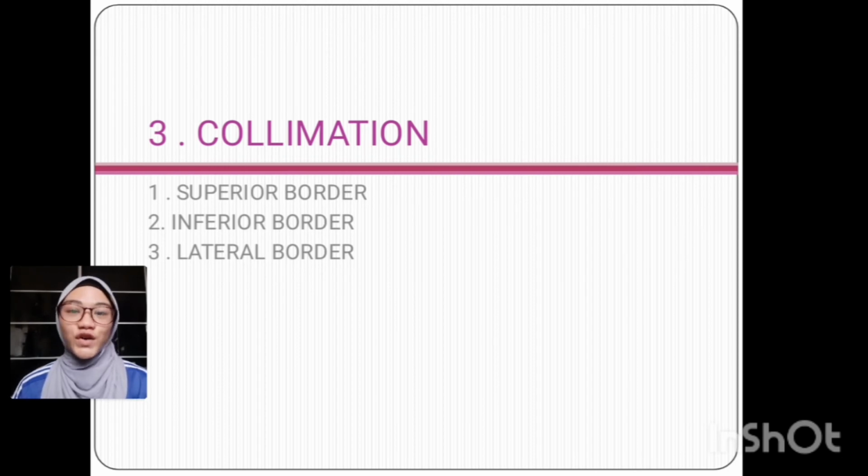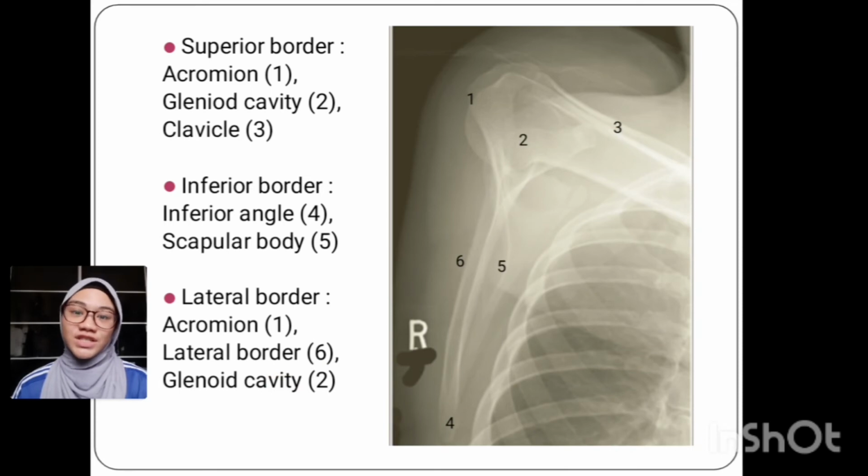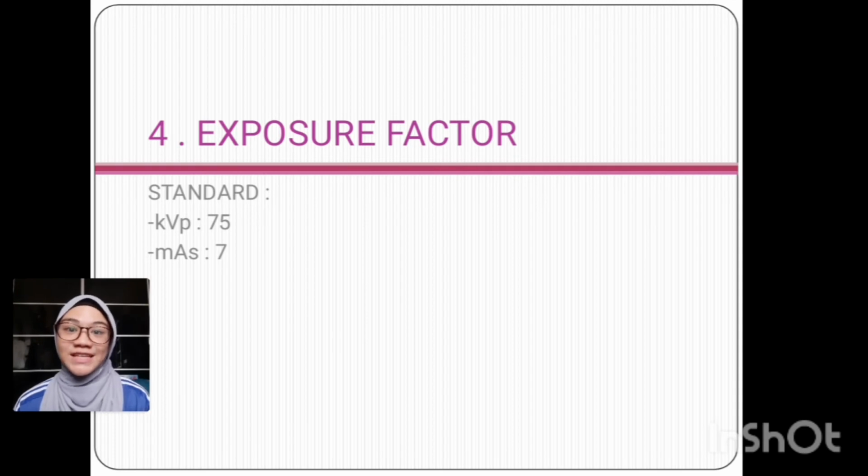Third criteria, collimation. At the superior border, the structures should include acromion, glenoid cavity, and clavicle. At the inferior border, it should include the inferior angle and the scapular body. At the lateral border, the structures should include acromion, lateral border, and the glenoid cavity. Fourth criteria, exposure factor.